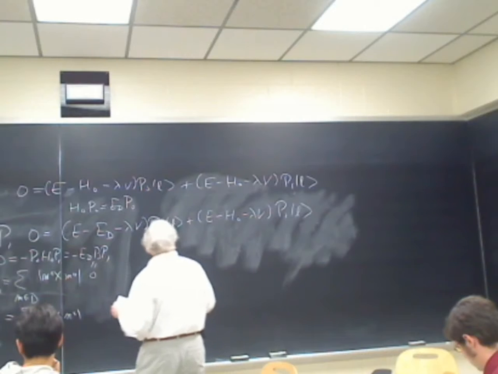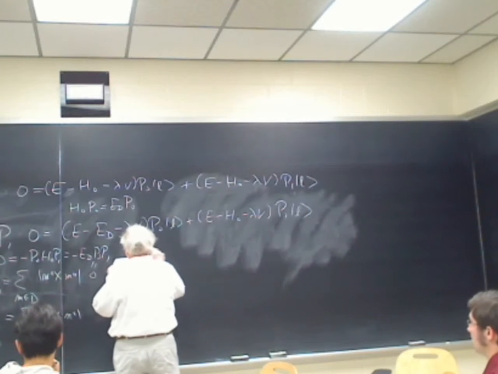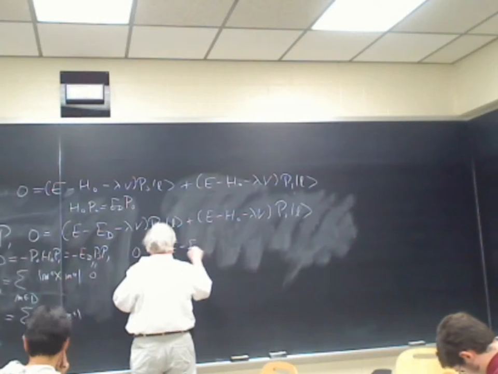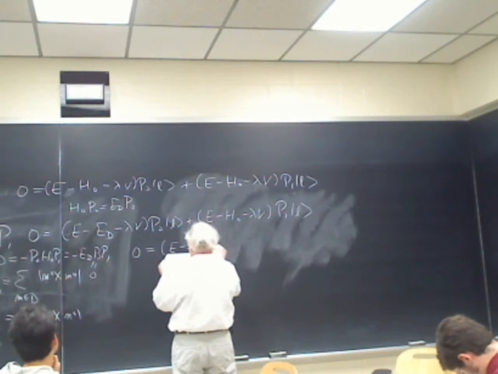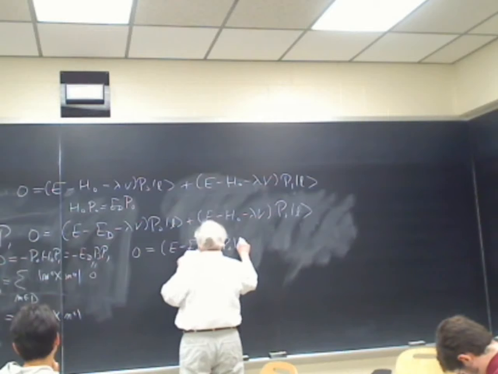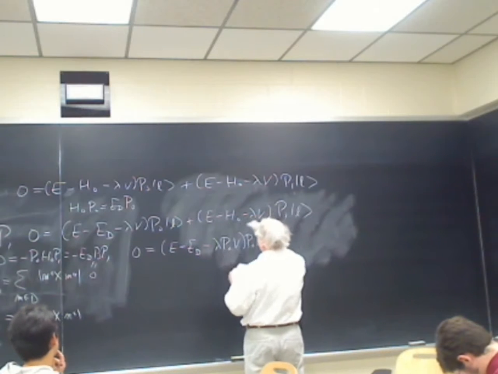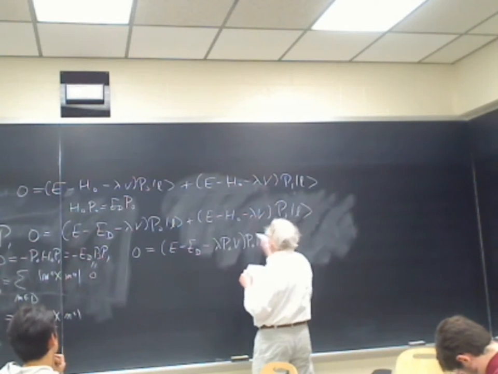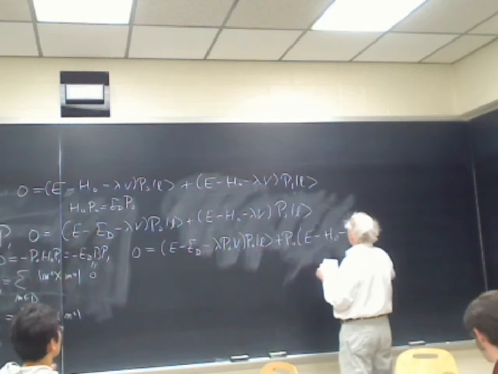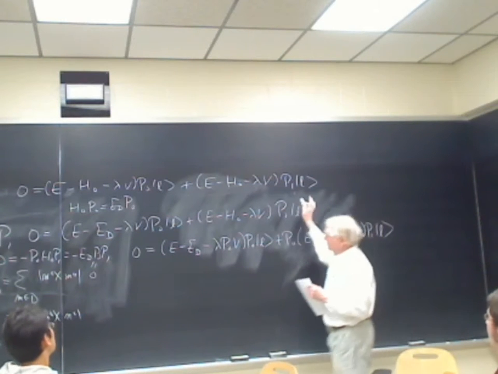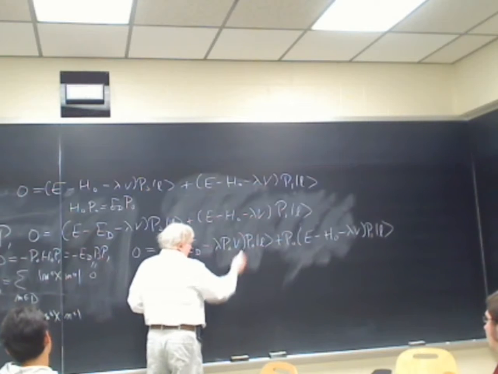So now what we're going to do is multiply this equation from the left by P0. And when we do, what we get is 0 equals E minus ED, minus lambda P0 V P0 L. The ED has a zero in my notes, but I don't think that's necessary. And then over here, let me write it as two equations: plus P0 (E minus H0 minus lambda V) P1 L. So that's just multiplying this whole equation from the left by the projection operator P0, which slides through these numbers and hits there.